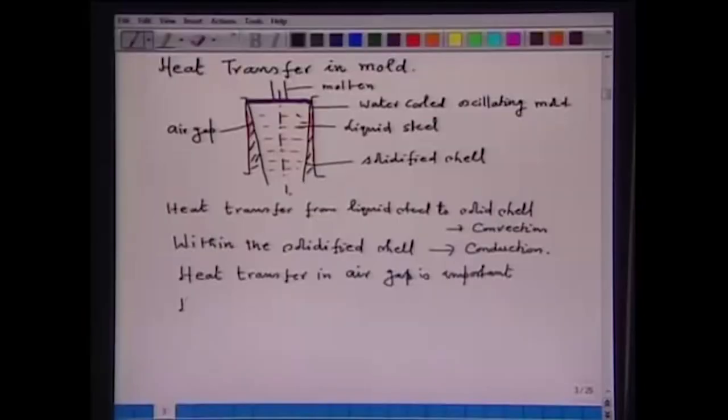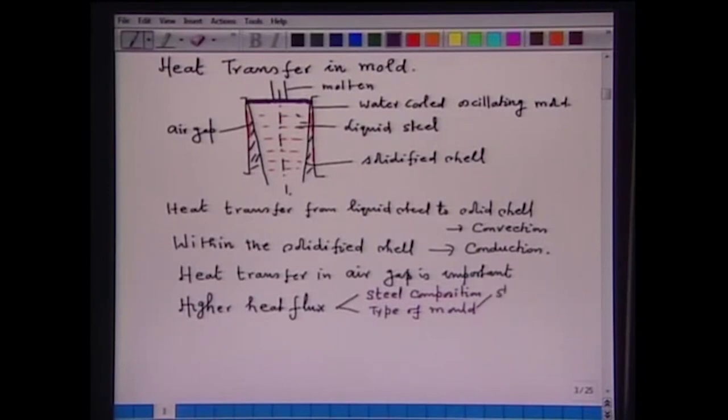Now say higher heat flux. Higher heat flux depends upon the steel composition. Say what is the composition of steel, whether it is peritectic or eutectic, depending on that. Then it also depends upon the type of mold, that is whether we have a straight type of mold, and as I said to you in the last lecture, whether we have a curved type of mold. Accordingly, heat flux will be affected.